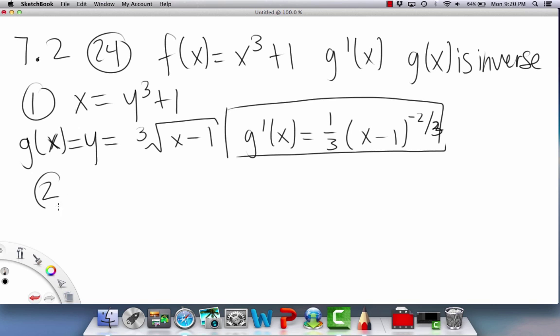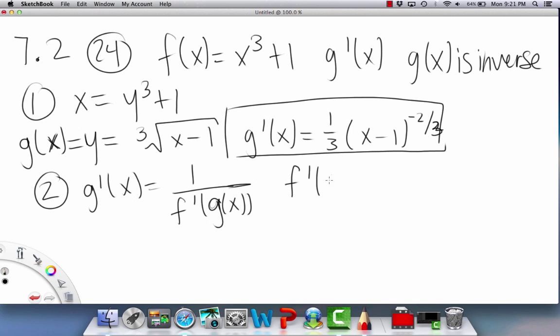For method 2, we're basically just using the formula that we've learned. The whole g prime of x equals 1 over f prime of g of x. So if we do it this way, we have to figure out what f prime of x is first. f prime of x equals 3x squared. And then we just plug in the g of x into this spot right here, whatever we have for g of x.